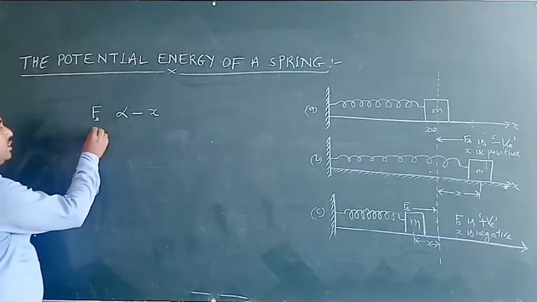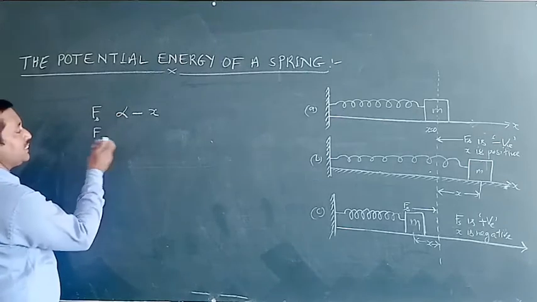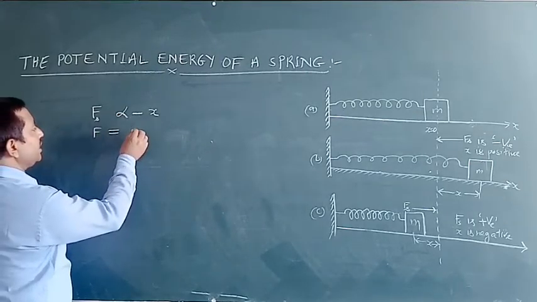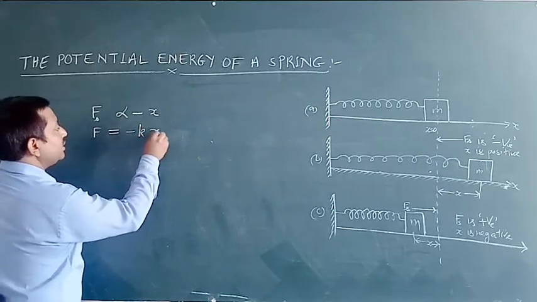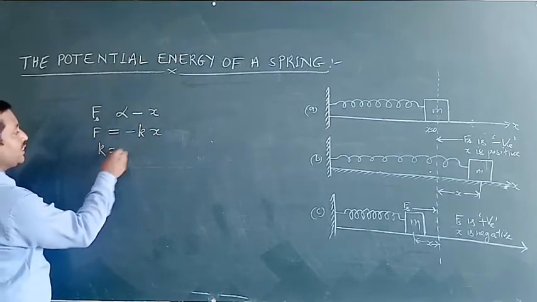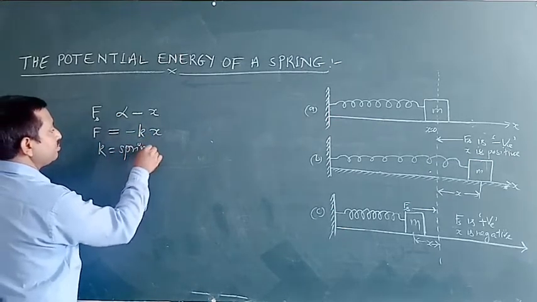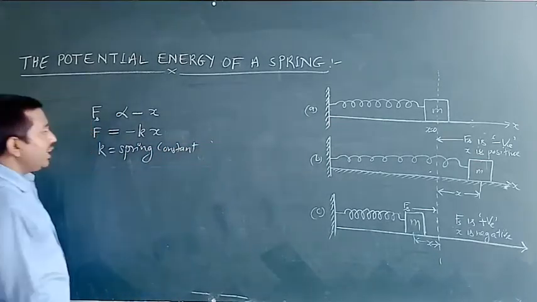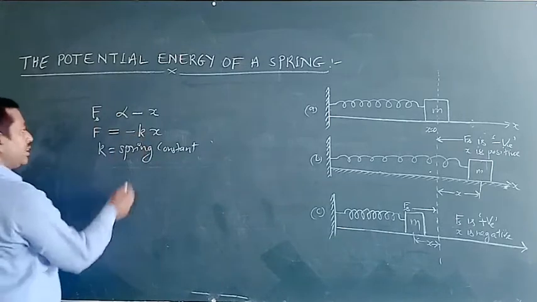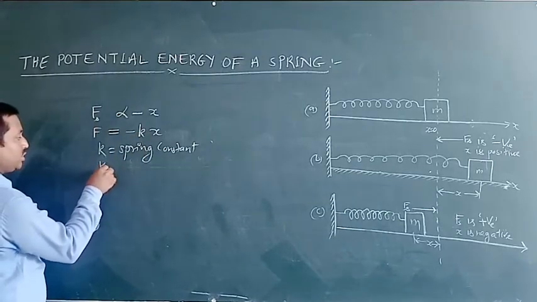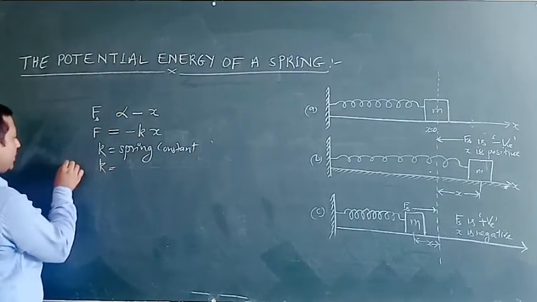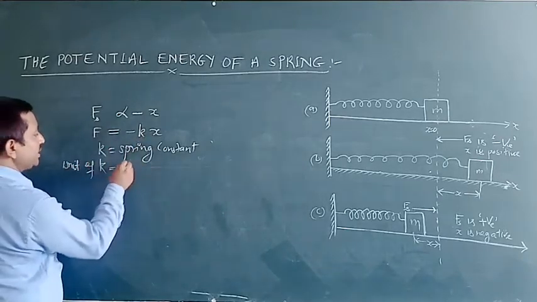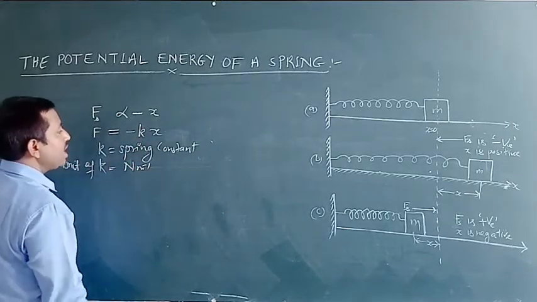If we remove this proportionality sign and convert it into an equal sign, then we get a constant that is known as K. This K is known as the spring constant. The unit of K is Newton per meter.